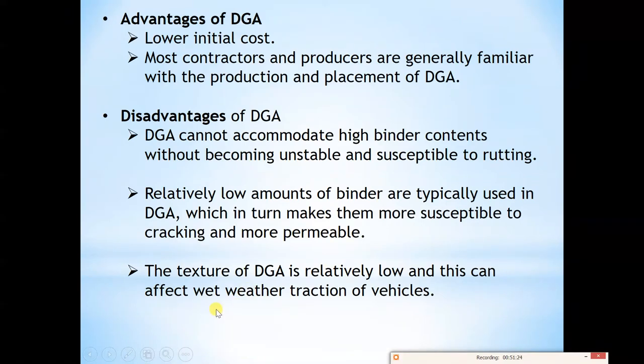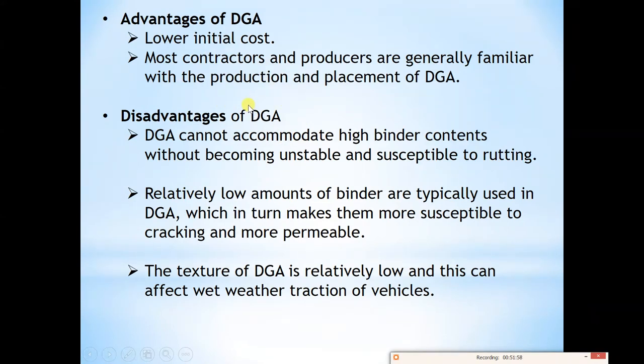The advantages of the DGA, the dense graded asphalt: it has a lower initial cost, and because it's the most commonly used, most of the contractors are familiar with this asphalt, so they know how to use it. Compared to other things, like the porous, they might have different methods of application. So this one, most of the contractors are familiar with it.